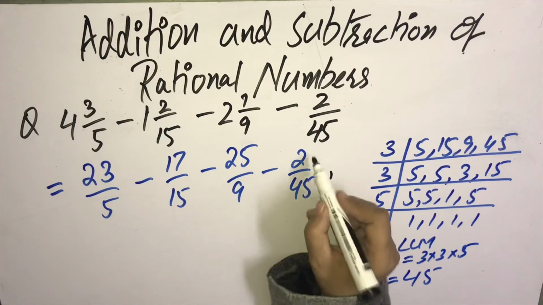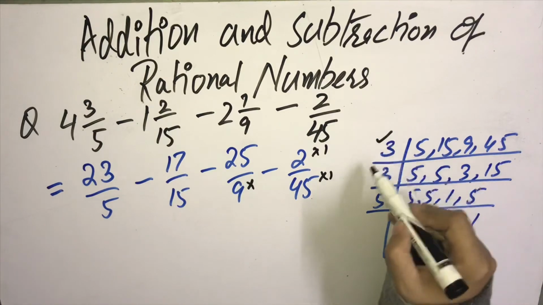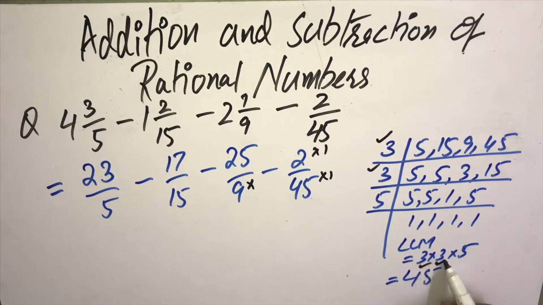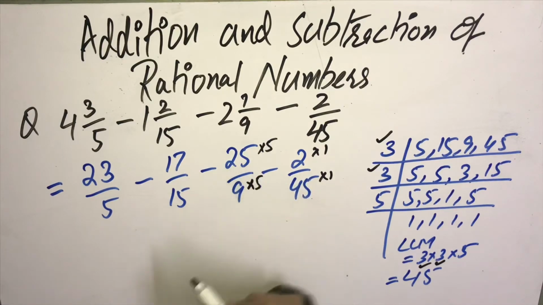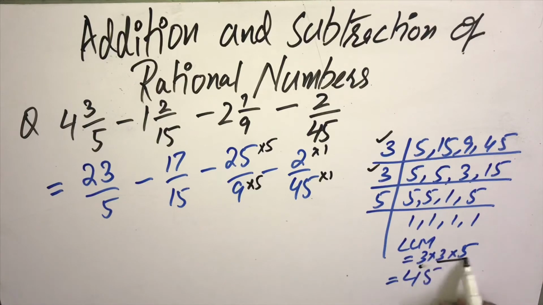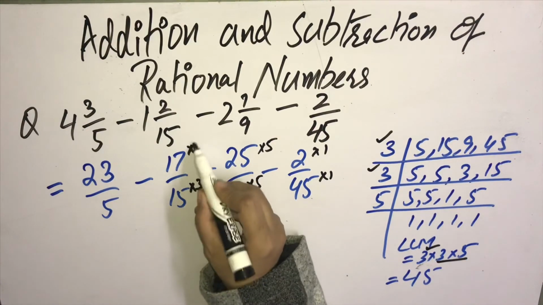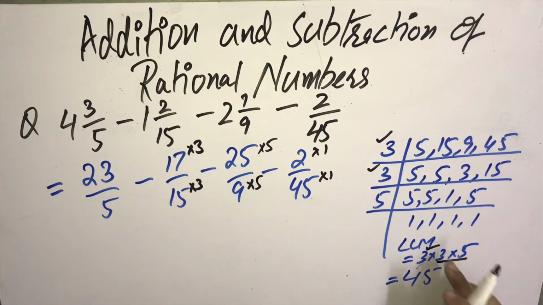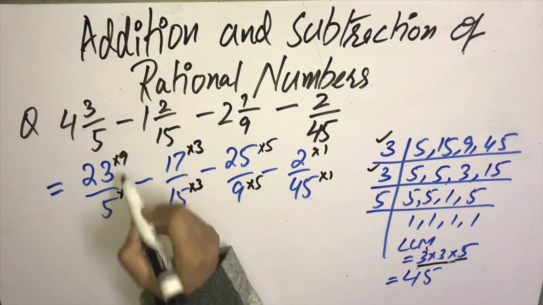It is already 45. We shall multiply with 1. 9, this is 9, you can see from here or there. 9 multiply 5 is 45. So we shall multiply the numerator as well as the denominator with 5. 15, 15 3 times is 45. So we shall multiply here 3, the denominator and numerator as well. And this 5 multiplied by 9 is 45. So we shall multiply these two with 9.